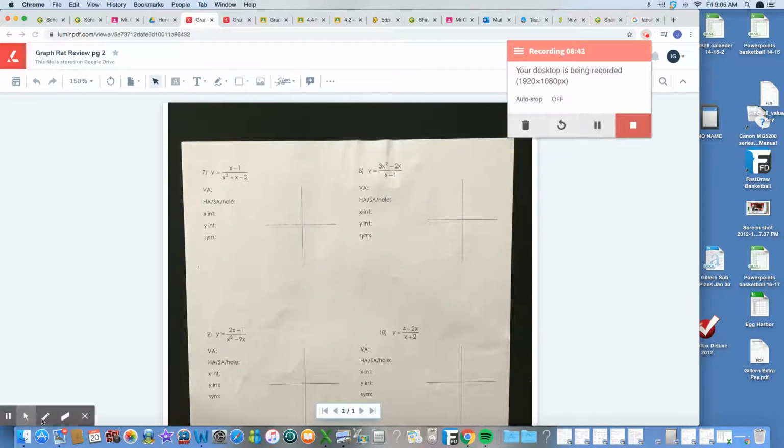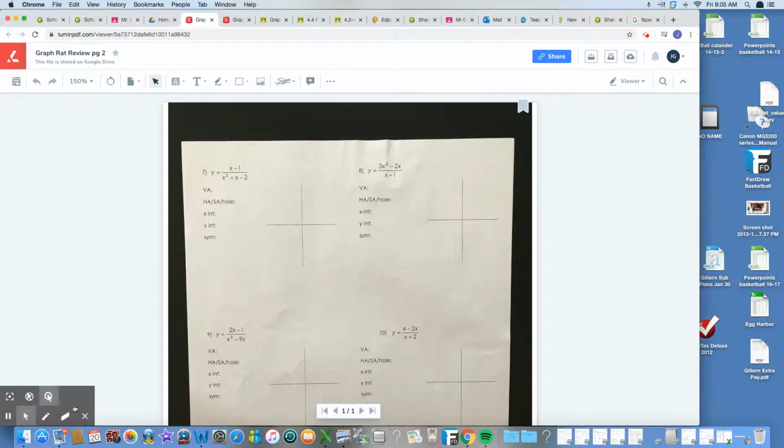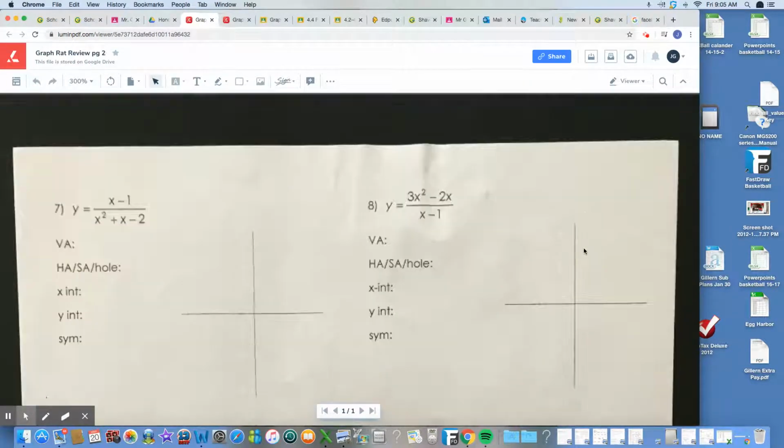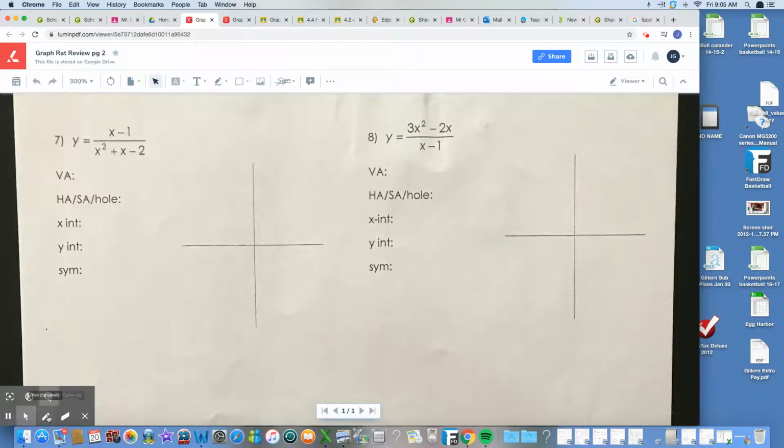All right, so now on to number 8. Let me just zoom this in a little bit real quick. All right, that's better. All right, so now number 8. So what do we have here? We have a degree of 2 on the top, degree of 1 on the bottom. So we have a situation where it's bigger on the top. So it's not going to be a horizontal asymptote. It's either a slant or a hole.